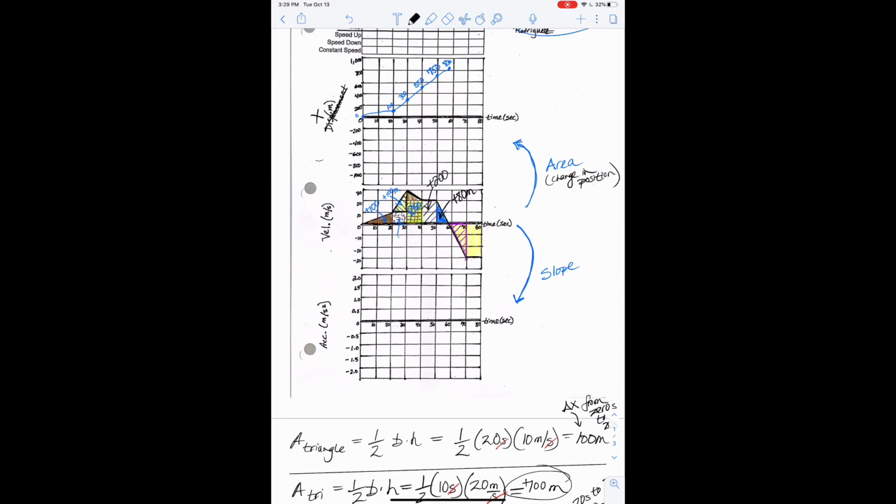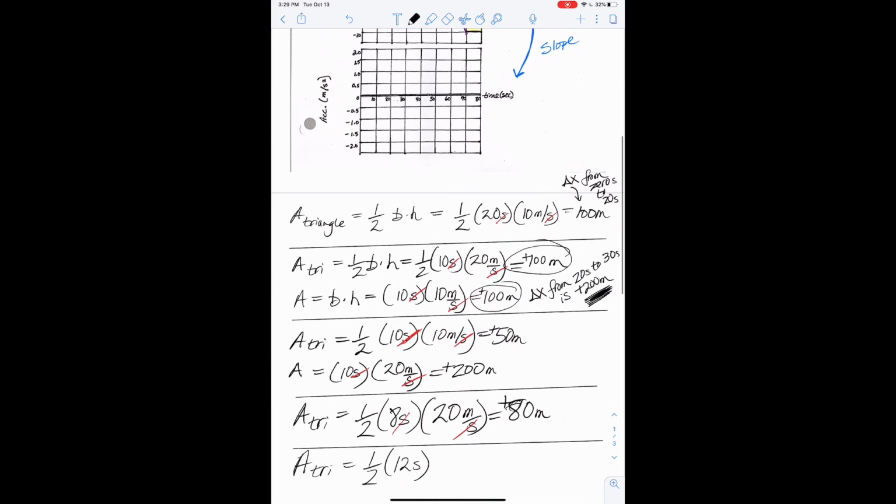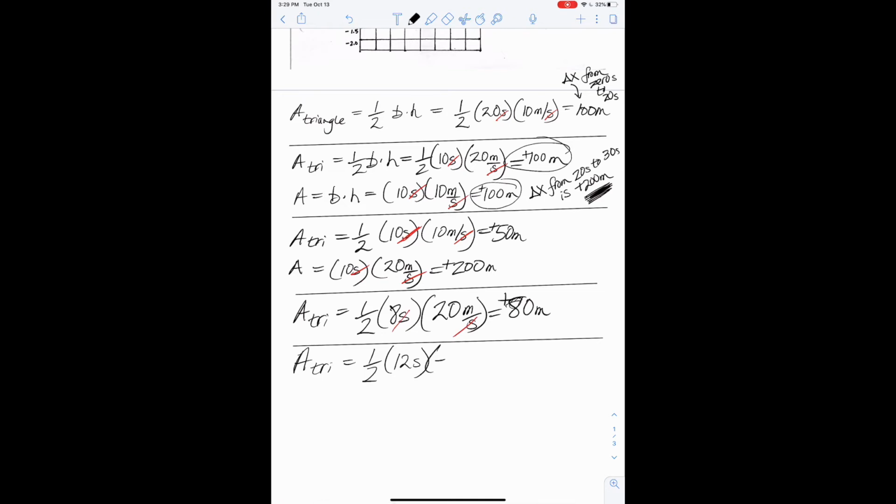Looks like negative, what is that? Is that from 0 down to negative 30? Okay, yeah. All right, so negative 30 meters per second. 30 times 12 is 360. 360 times 1/2 is 180, but it's negative, so we're saying negative 180. So it's saying here that the object displaces 180 meters to the left.